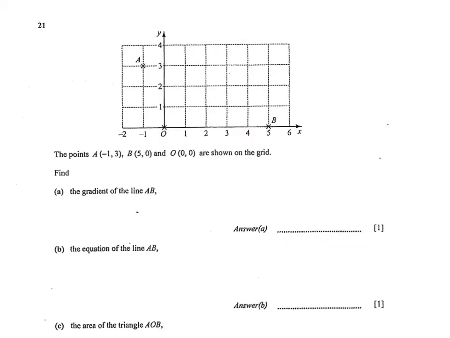Next question, we have the points A, B, and O given to be A: negative 1, 3, and B to be 5, 0, O to be 0, 0. Find the gradient of the line AB. You should be able to do this, right? What's the formula for the gradient? Well, gradient equals y2 minus y1 over x2 minus x1.